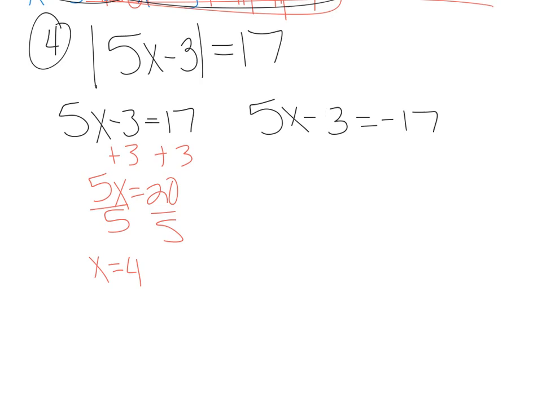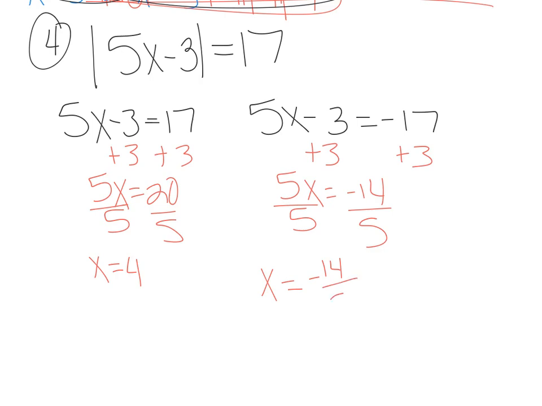And for the second equation, it's not 13, it's 3. What would you do first in that second equation? Add 3. You follow the same steps, don't we? 5x equals -14. Same steps, just different numbers. Divide both sides by 5. We get x equals -14 over 5.